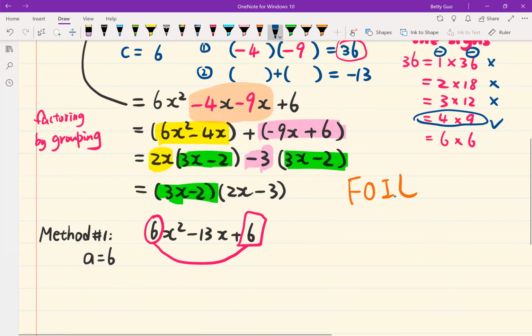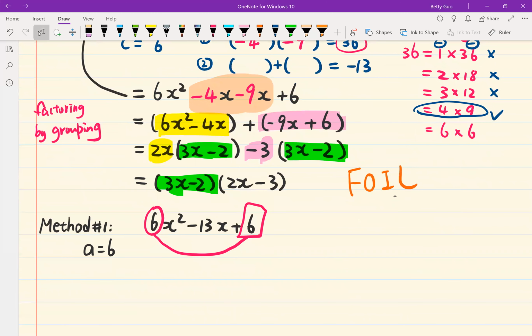The new polynomial, I'm going to write it in blue. The new polynomial is x squared minus 13x plus 36. So the leading coefficient is 1 because 6 is moved away, slid away. So no number in front of x squared. The coefficient of x squared is 1. Copy the middle term, negative 13x. The constant becomes 6 times 6, which is 36.